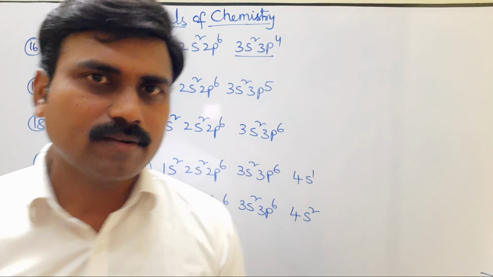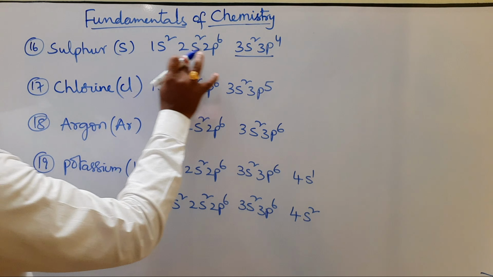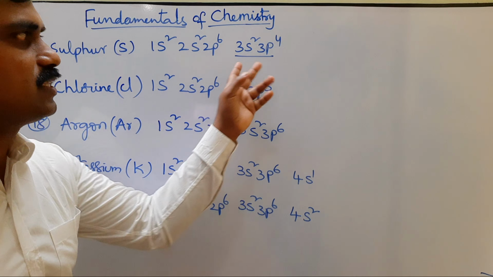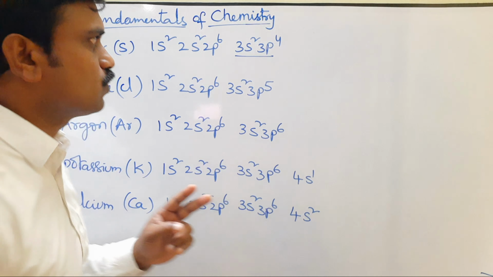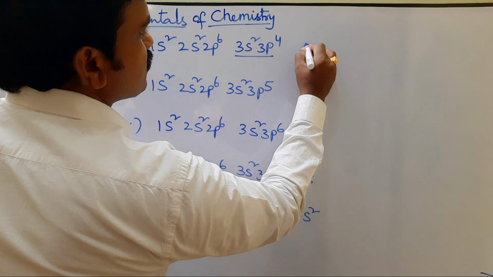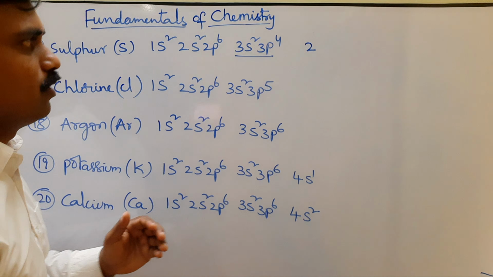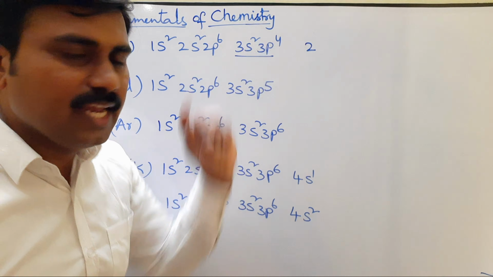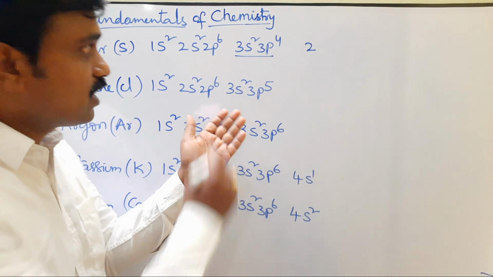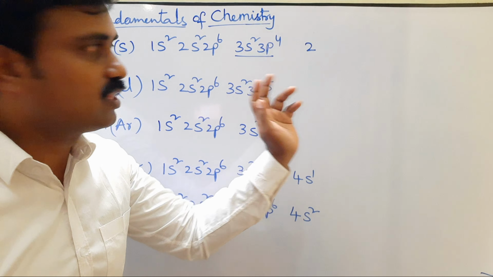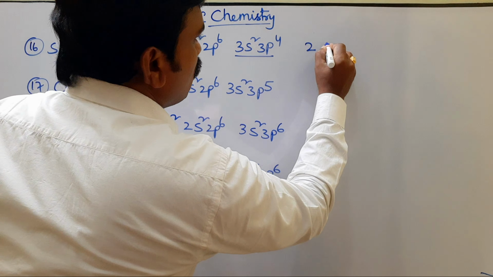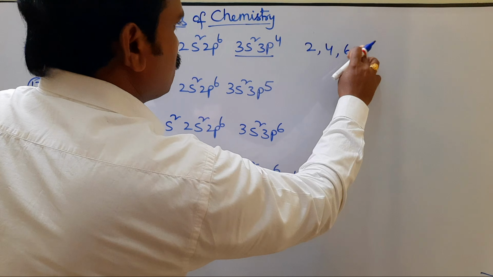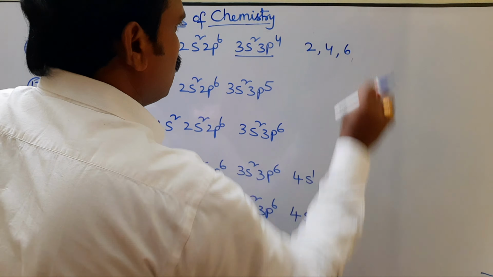16th element is sulfur. Look at the electronic configuration of sulfur: 1s2, 2s2, 2p6, 3s2, 3p4. It has 6 electrons in its valence shell. To get octet configuration it requires only 2 electrons. That's why the valency of sulfur is 2. And not only 2, the 3d orbital is also vacant. That's why electrons can be promoted from the 3s orbital to 3d, and 3p orbital to 3d. So sulfur can exhibit valencies 2, 4 and also 6. Sulfur is also called a variable valency element.